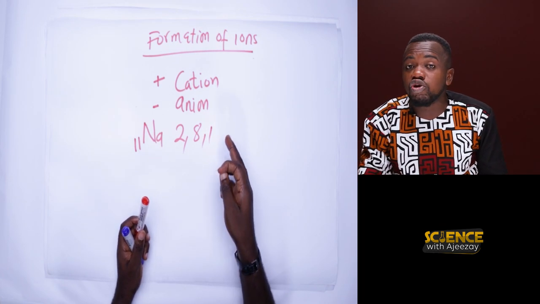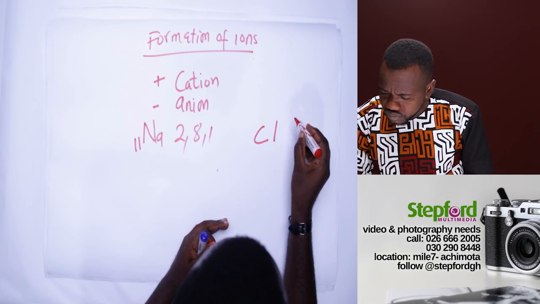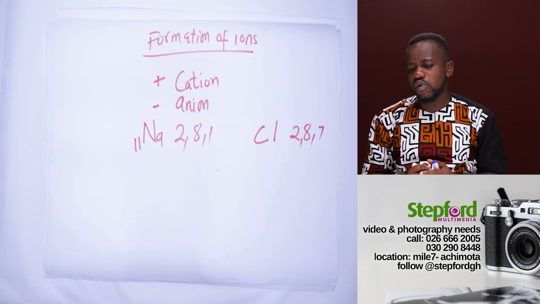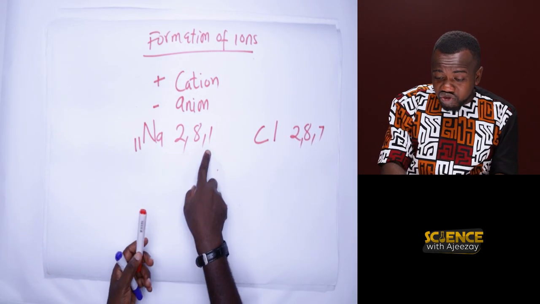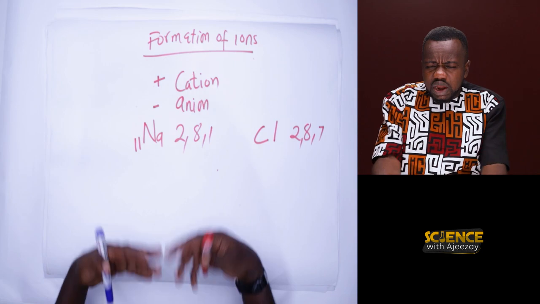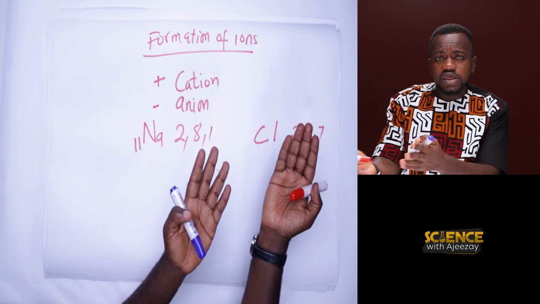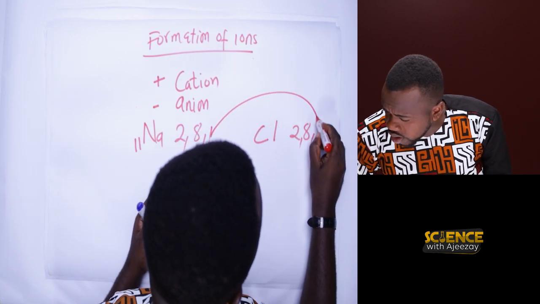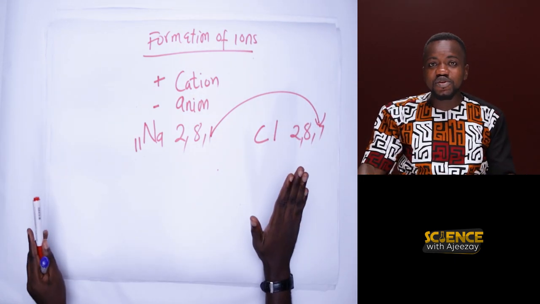Now immediately sodium gives the one out. So let's have our chlorine here like this. Chlorine is 2-8-7. Chlorine is also looking for one. We are looking at formation of ions. You get it? This one here is making this one unstable. So if this one is making this one unstable, why don't I give it out to somebody so that I become stable? So sodium will give one to chlorine. And once it gives the one out, there's a new configuration.